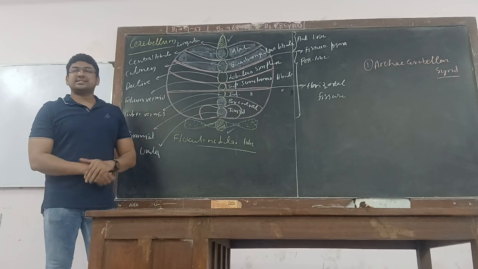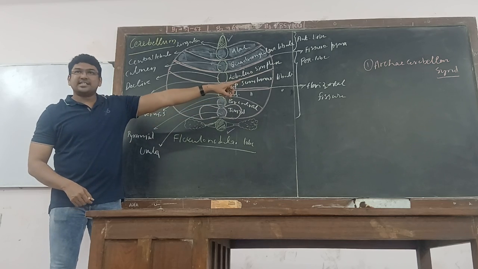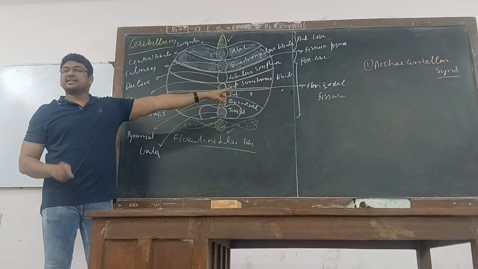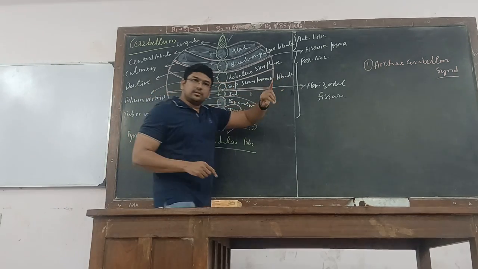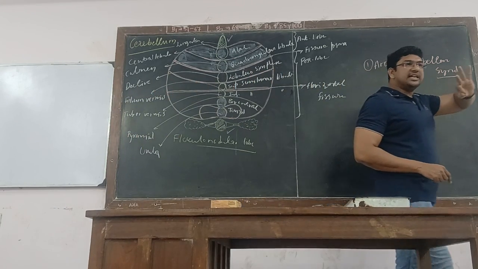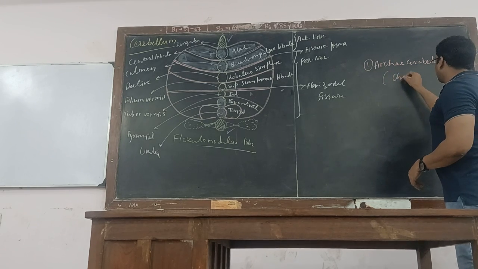So what symptoms and signs can you get over here? Because the archicerebellum is concerned with maintenance of muscle tone, posture and equilibrium of the trunk, what will happen to the patient? This is generally seen in children.